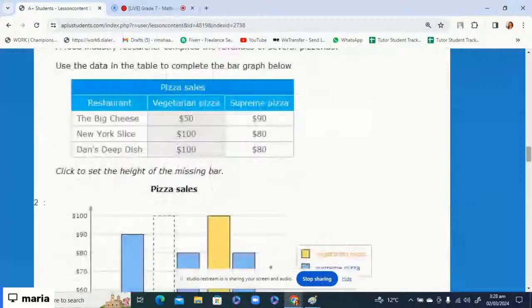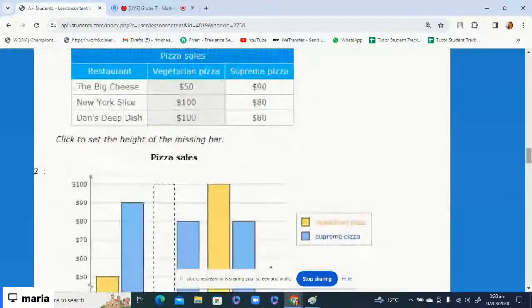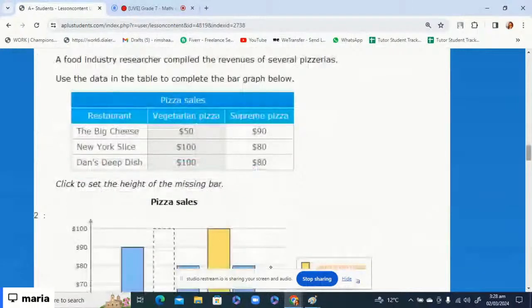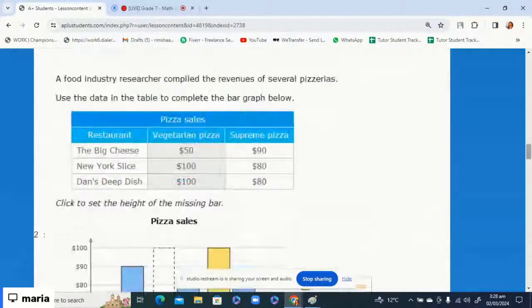All right, now let's do the missing part of this one. In the second question, they are saying that food industry researchers compared the revenues of several pizzerias. Use the data in the tables to complete the bar graph below. Pizza sales are given. These are the restaurants. These are the vegetarian pizzas, and these are the supreme pizzas. Big Cheese, the New York Slice, and Dan's Deep Dish are given, and the vegetarian pizza prices are 50, 100, and 100.